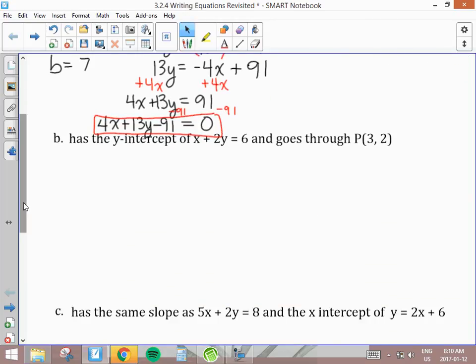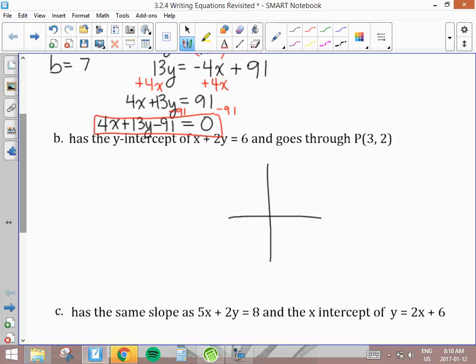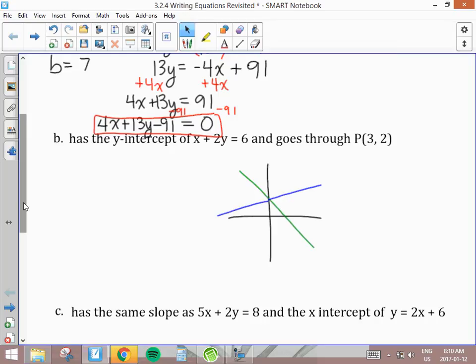For part B, we want to come up with the equation of the line that has the same y-intercept as the line x plus 2y equals 6. Now, the line isn't the same, just the y-intercept. That makes sense because I could have two lines that cross through the same y-intercept but don't make the same line. They're giving me one of the lines, I have to come up with the other. But I do know that they share the y-intercept.